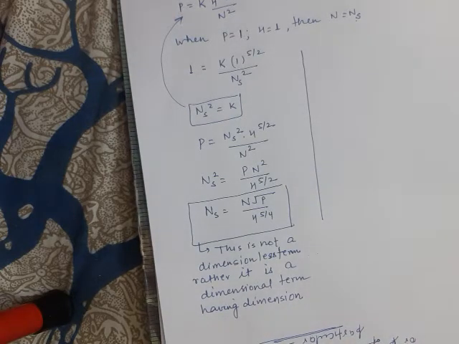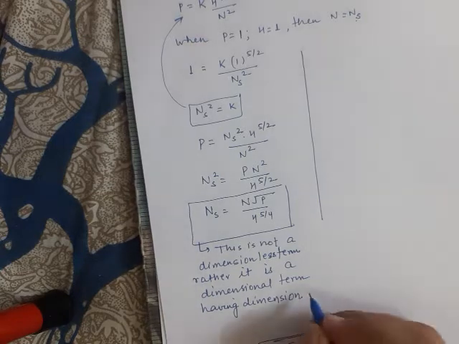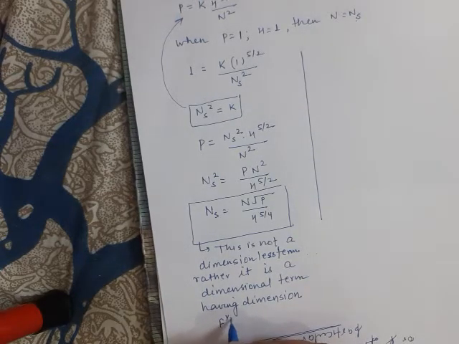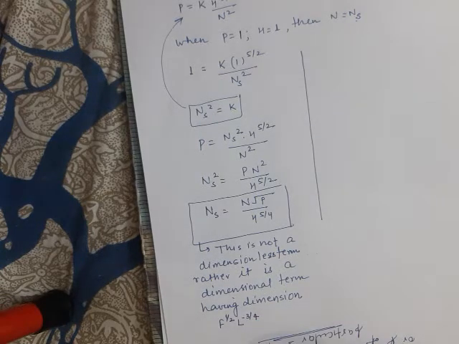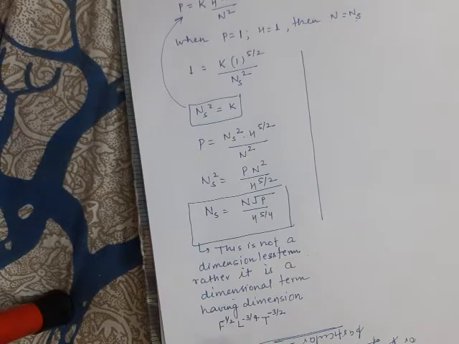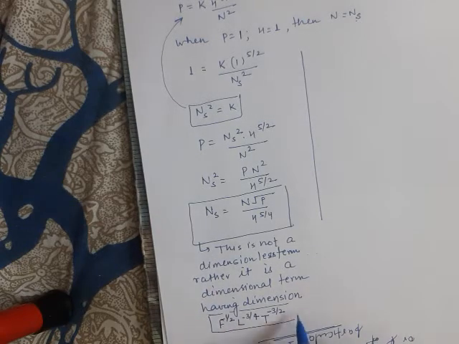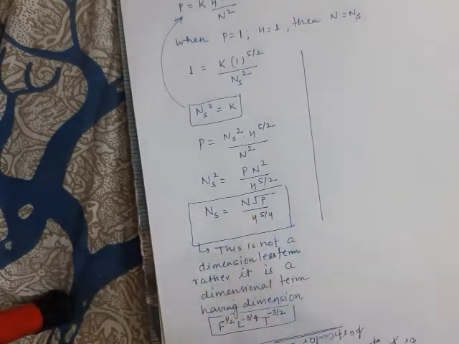It has dimension F to the 1 by 2, L to the minus 3 by 4, and T to the minus 3 by 2. Here F corresponds to the force, Newton. So this is the dimension of the specific speed Ns, and this Ns, N root P upon H raised to the 5 by 4, is not a dimensionless term. Please note, some of the authors may confuse you that this is a dimensionless term. The specific speed is not a dimensionless term. It has dimension, this for turbine.